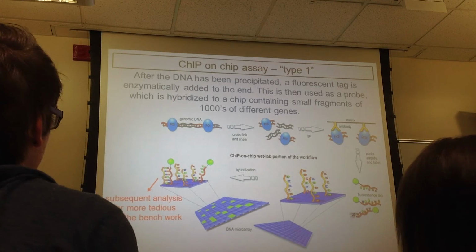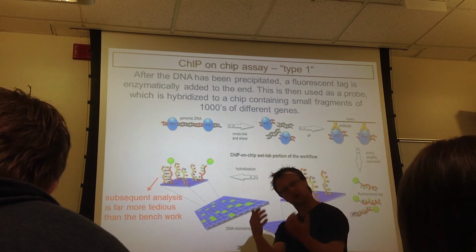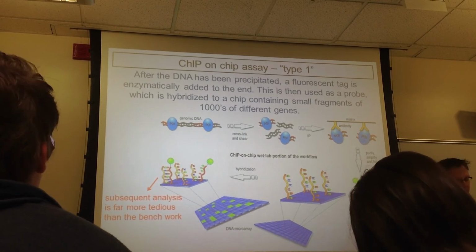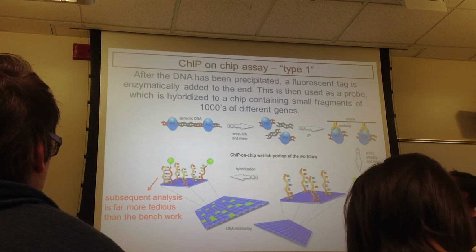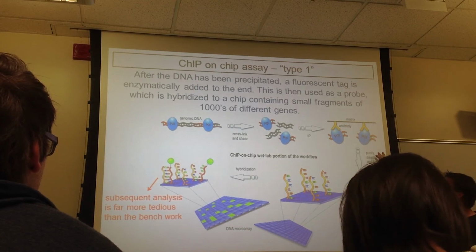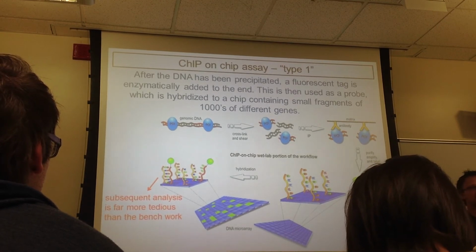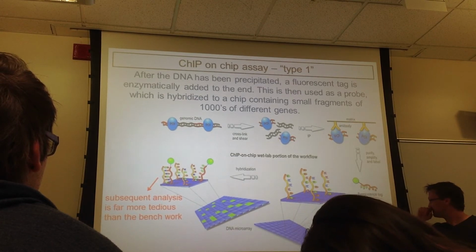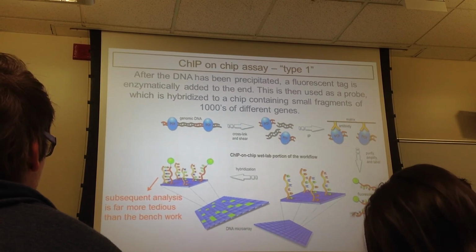Okay, so it starts out the same. You cross-link the stuff, and you lyse your cells, and you do the immunoprecipitation. All of this is exactly the same. It's only the analysis that's different. Okay? So once we have pulled down our stuff and we release the DNA from the antibody by heating it up or using DNA digestion, then we use an enzyme to put a fluorescent tag on the ends of these DNA sequences. Okay, these are the ones we have immunoprecipitated. This could be just a fluorescent nucleotide or something that's enzymatically put on the end as a tag.